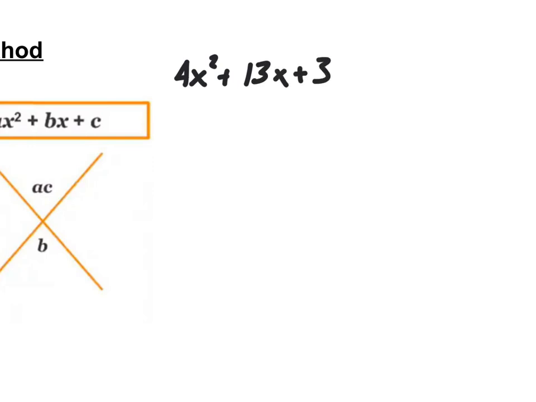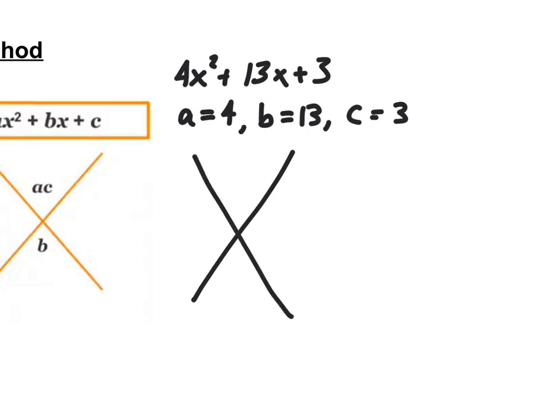Okay, and what I'm going to do is identify my a value, which is 4, my b value, which is 13, and my c value, which is 3. I'm going to use this method here, and so I'm going to take a times c, which is 4 times 3, which is going to give me 12. And then I'm going to put my b value in the middle and just call that 13. So now the question is I want two numbers that multiply to 12 and add to 13.